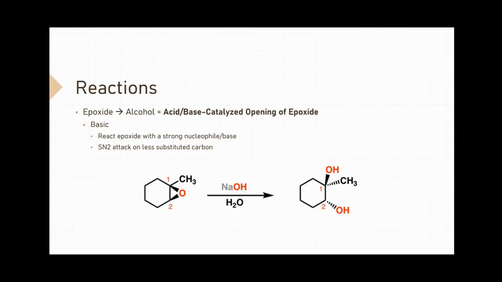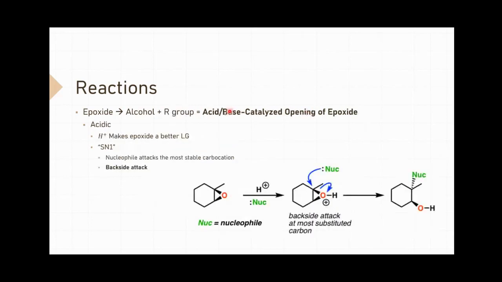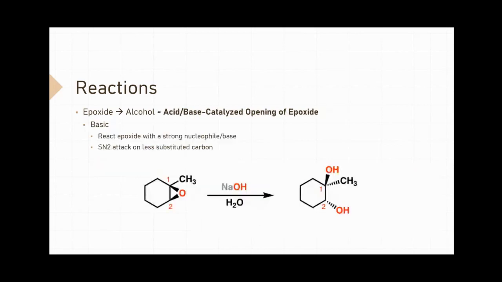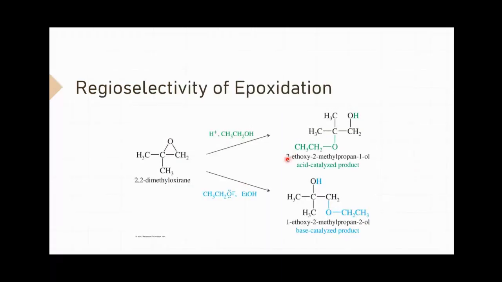So with acid, it's kind of like SN1, and then basic, it's SN2. Both will do a backside attack. So remember to draw an inversion of stereochemistry. And here's the summary of it. If it's acidic, it's going to attach to the most substituted. If it's basic, then it's going to attach to the least substituted.